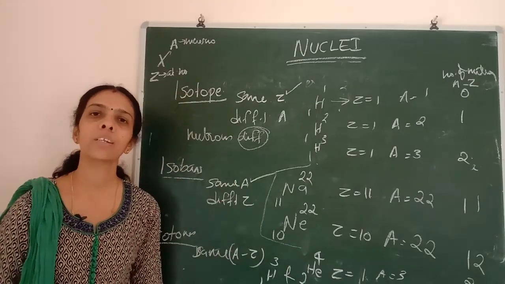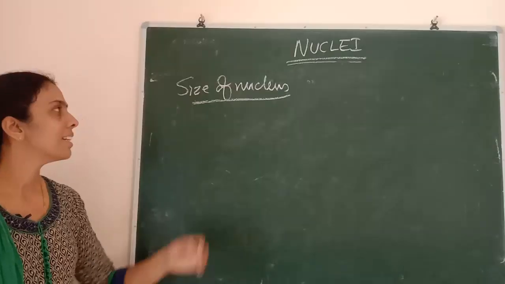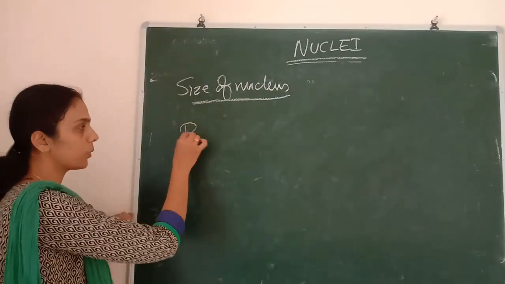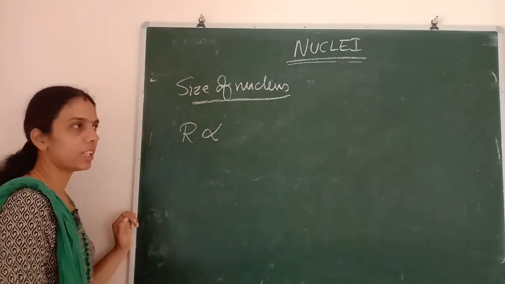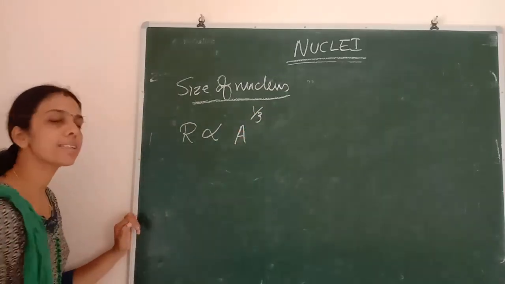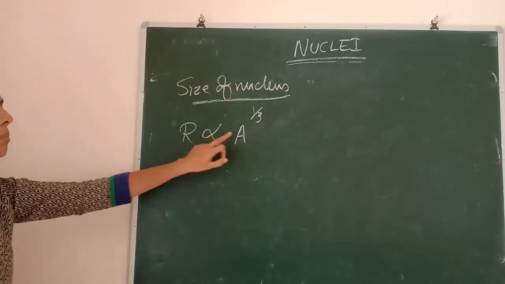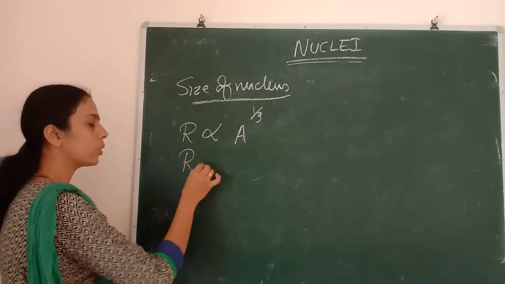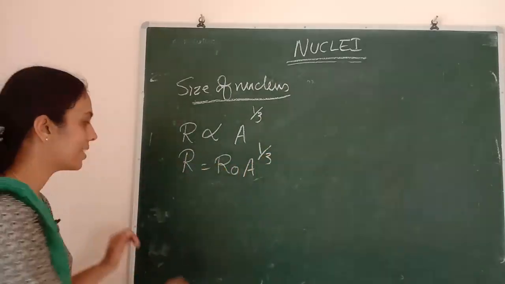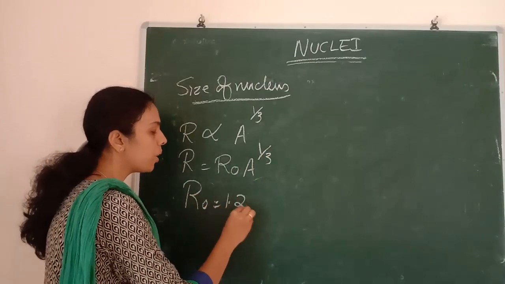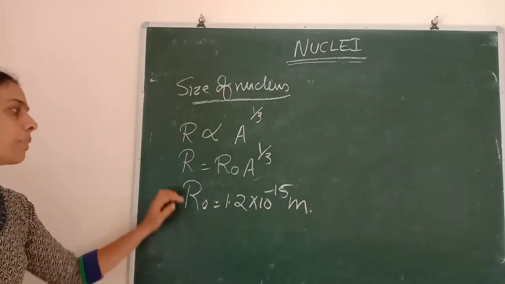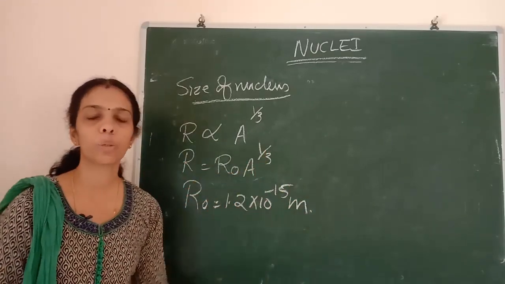Okay, clear this one. Next we are going to study the size of the nucleus. The radius of the nucleus is directly proportional to the 1/3 power of the mass number. So R equals R0 times A to the power 1/3. R0 is 1.2 times 10 to the power minus 15 meter.